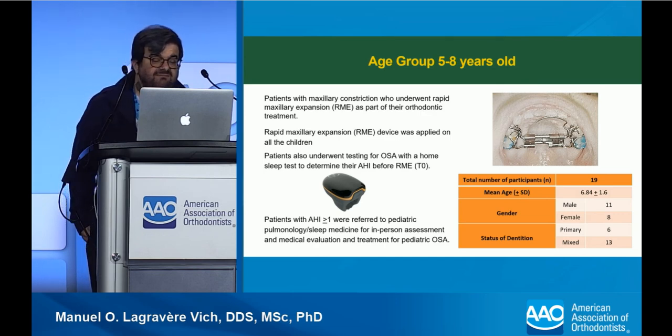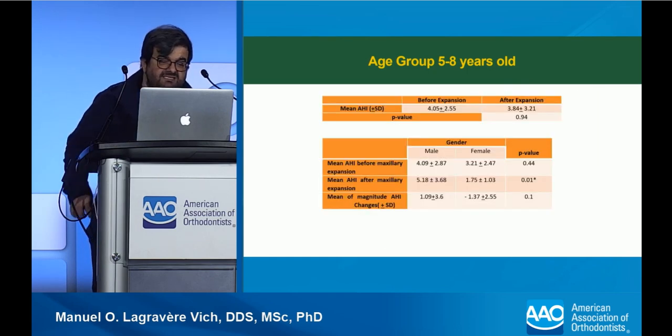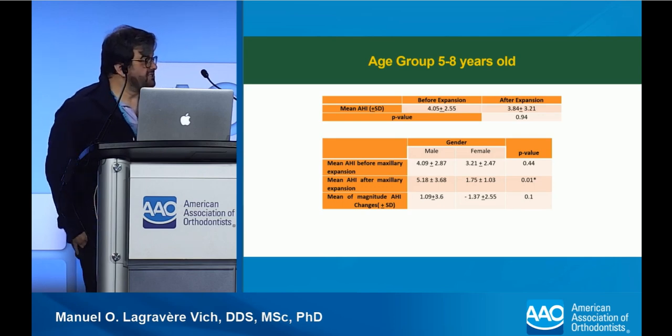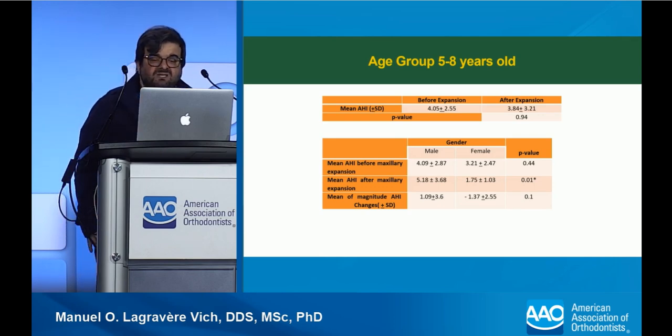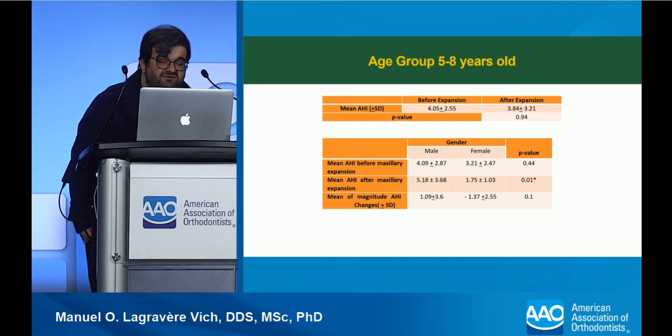So overall, we had 19 patients. The distribution was almost equal between males and females. In primary dentition there were 6, and in mixed dentition there were 13. What we found in AHI, before and after expansion, was almost no change. There was a very minor reduction if you really look at the numbers, but I don't consider that a difference. The mean AHI before and after, broken into genders, shows that the male patients even had more episodes, while the females did have a reduction in episodes.